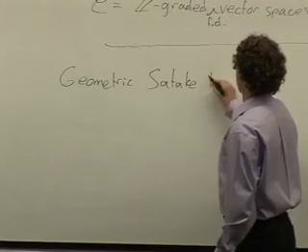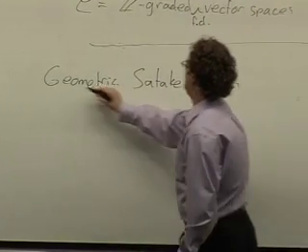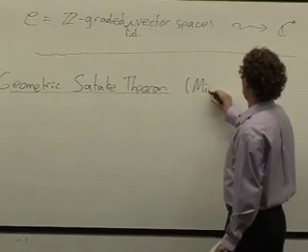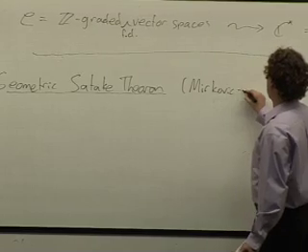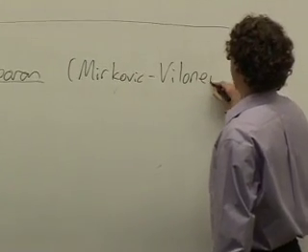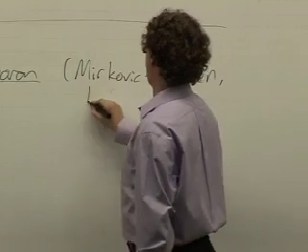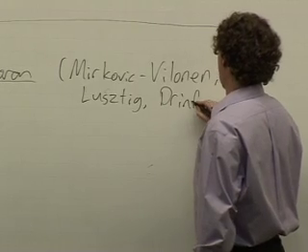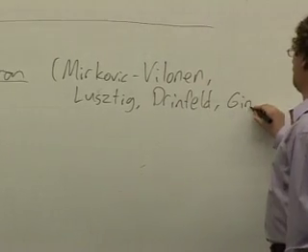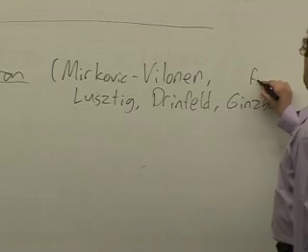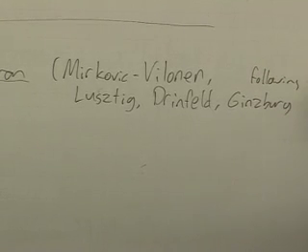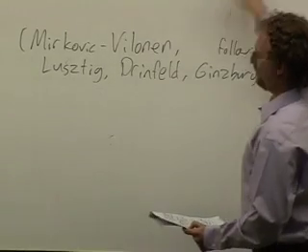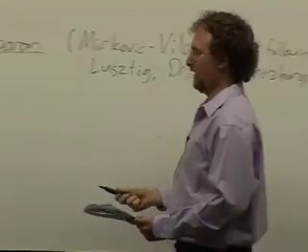So this is the geometric Satake theorem. And this has a long history. Kind of the strongest form is due to Mirković and Vilonen, and this is based on works following Lusztig and Drinfeld and Ginzburg. This has some complicated history. And the geometric Satake theorem is the definition of the Langlands dual group.